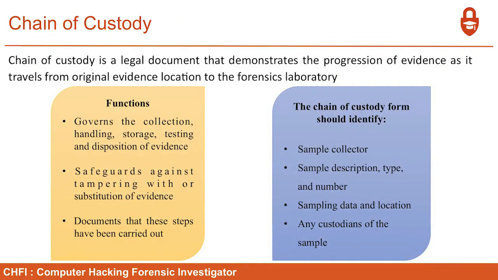So what is chain of custody? Chain of custody is, as I've discussed earlier also, a legal document that demonstrates the progression of the evidence as it travels from the original evidence location to the forensics laboratory. So whenever you capture evidence from the crime scene and send it to the forensic lab, till then whatever happens to it and to whom it has been handed over, everything is written in that document.